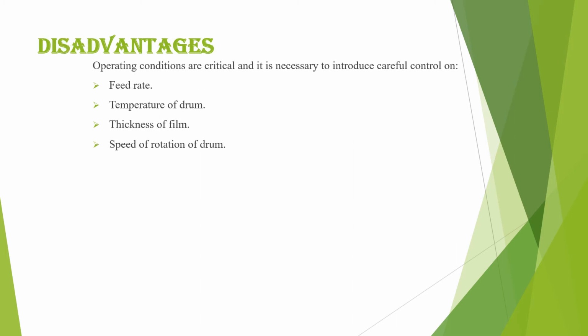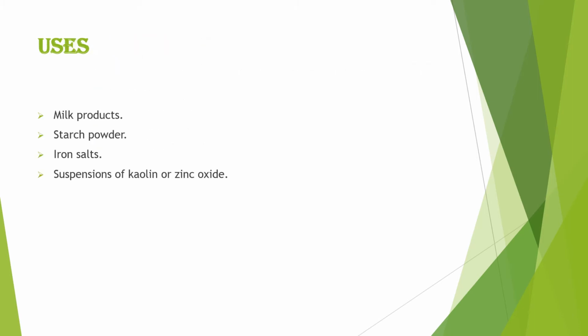Coming to its disadvantages, like feeding rate, temperature of drum, thickness of film, speed of rotation of drum, these can be critical, so it is necessary to control them. Okay. Coming to its uses, it can be used in milk products, in starch powder, in iron salts, in different suspensions, or kaolin or zinc oxide. Okay.